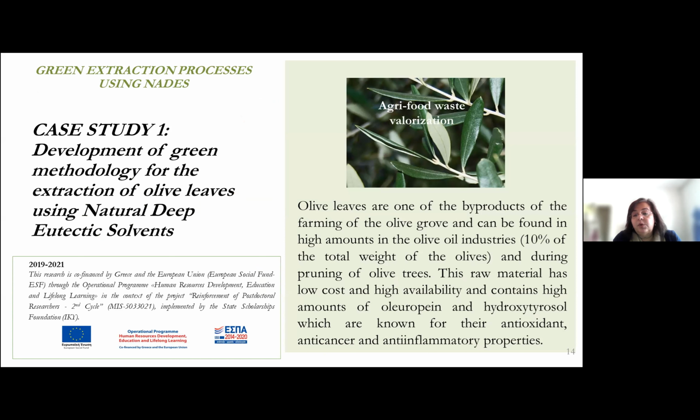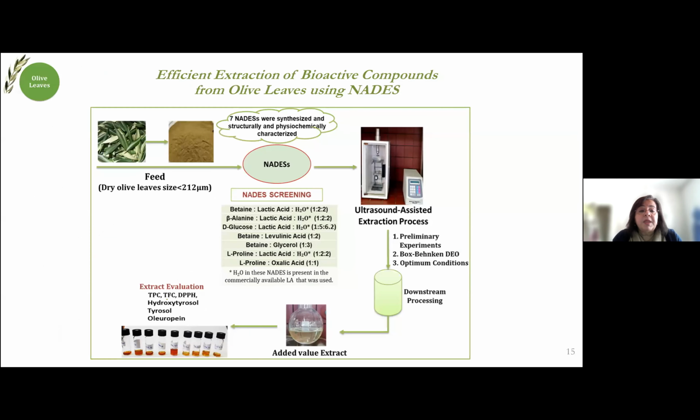We have been working on this for the past 2 years for the development of a green methodology for the extraction of olive leaves. Olive leaves are a byproduct of farming of the olive grove, and they constitute around 10% of the total weight of the olives. It is a nice raw material because it is of low cost and high availability all year round. And it contains high amounts of oleuropein and hydroxytyrosol, which are very important bioactive compounds.